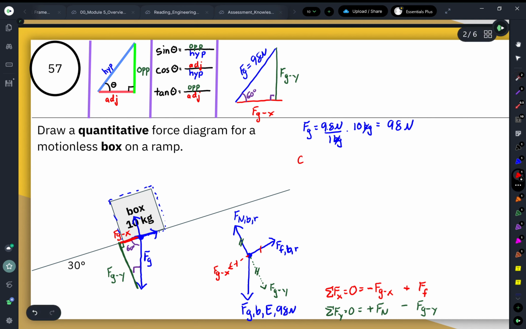So if I start off with cosine of our angle is equal to our adjacent side over our hypotenuse, I can rearrange that so that our adjacent side is equal to our hypotenuse times the cosine of our angle. And then when I plug in what the adjacent and hypotenuse really mean, it makes it really easy for me to have my horizontal component of gravity equal to our force of gravity times cosine of that angle.